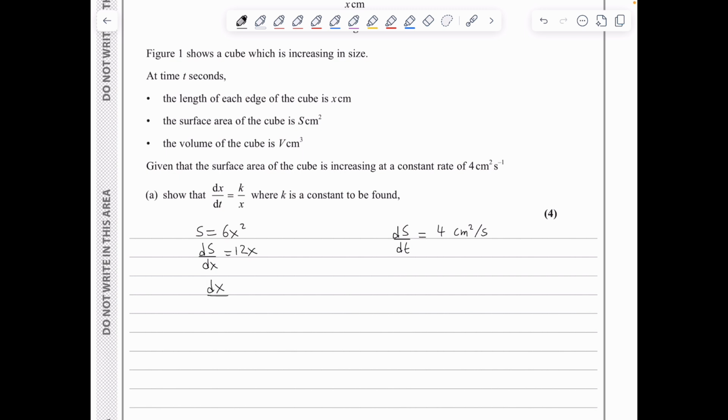I will be applying the chain rule of differentiation here. It's going to be dx/dS times dS/dt. So the dx/dS is simply the reciprocal of dS/dx we got here. So that's going to be 1 over 12x times dS/dt, which is 4. So we're looking at 4 over 12x, which is of course 1 third over x, and therefore the constant k is 1 over 3.